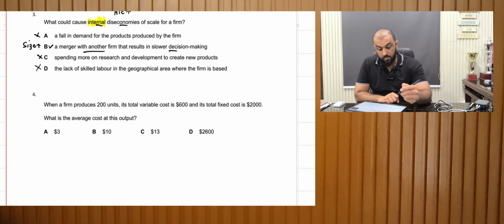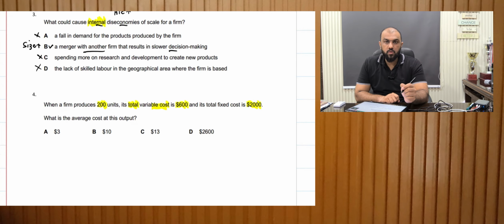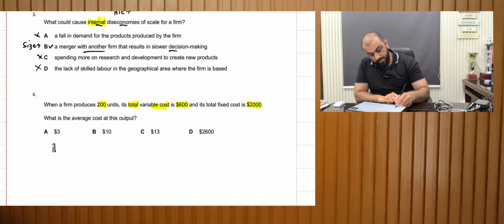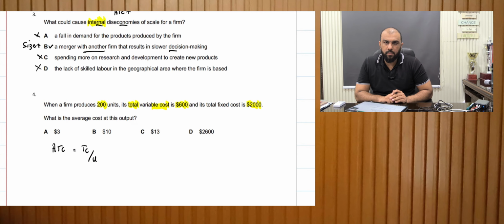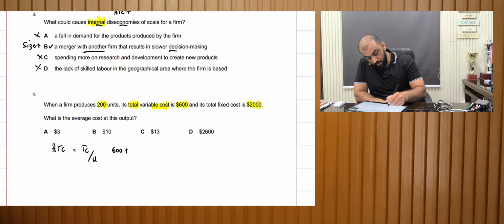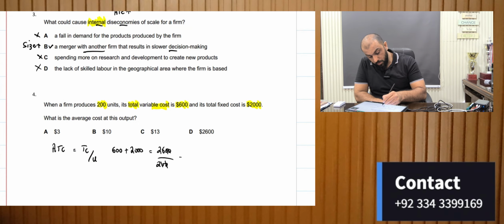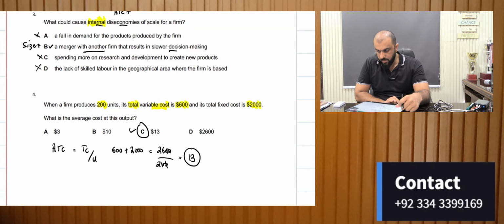Okay, some calculation. A firm produces 200 units. Total variable cost is 600. Total fixed cost is 2000. What is the average cost at this output? So ATC is basically equal to total cost divided by units. We don't have the total cost, so what are we going to do? We're just going to add the variable and the fixed cost, which is 600 plus 2000. This gives me my total cost of 2600 divided by 200. All right, so this would give me 13, and 13 is C, and this is the right answer. Moving on.